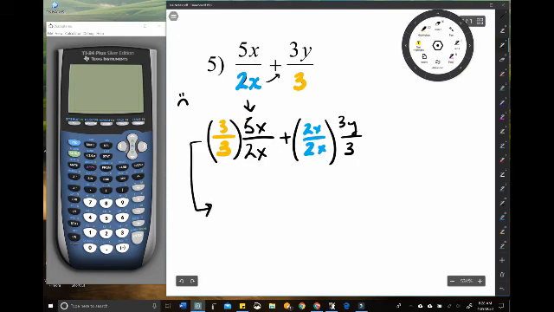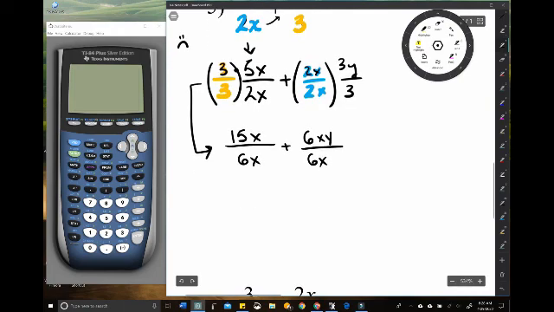So the first fraction is then 15x, 3 times 5x, all over 6x, plus 2x times 3y is 6xy, all over 6x. Don't reduce at this point. Instead, we're going to add like terms. So 15x plus 6xy all over 6x.